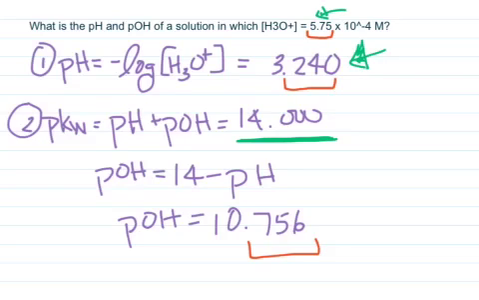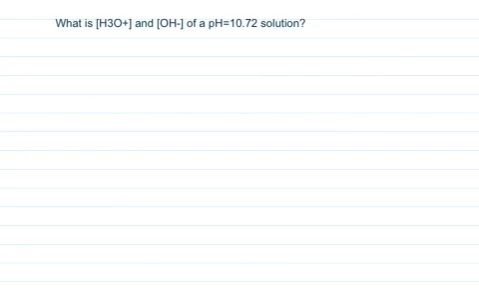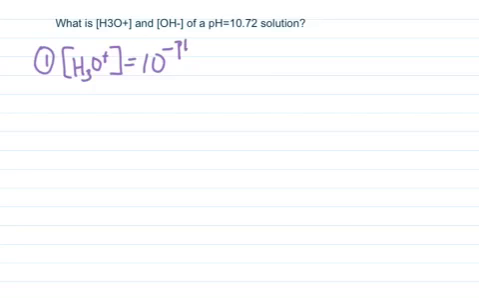Now let's do another equation. So now we're going to find what is the hydronium and the hydroxide of a pH of 10.72 solution. All right, first we need to remember that this is an acid, so we can only go from the acid to an acid, not from an acid to a base. So the first thing we're going to do is find the hydronium using H3O plus equals 10 to the minus pH. So we're going to plug that in, and we're going to get 1.9 times 10 to the minus 11th molarity.